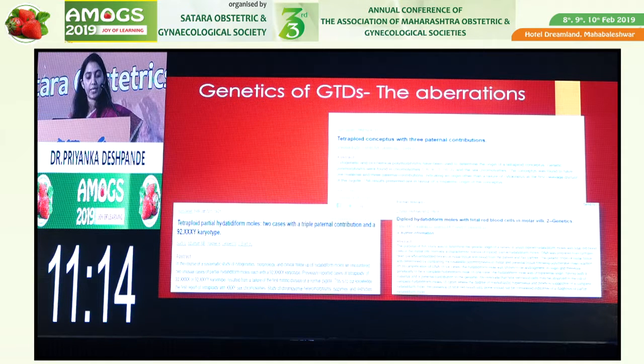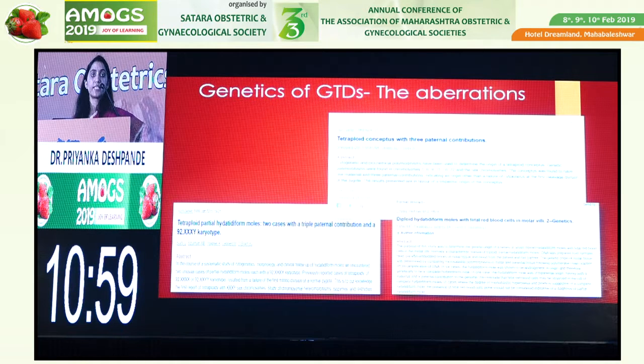So we have got tetraploid partial hydatidiform moles also. We have got tetraploid conceptus with 3 parental contributions also, and we have got diploid hydatidiform moles with fetal blood cells in molar villi also. So these are the things which still continue to baffle us and tell us that we do not know the genetic evolution of moles completely, and still further research is needed in this field.